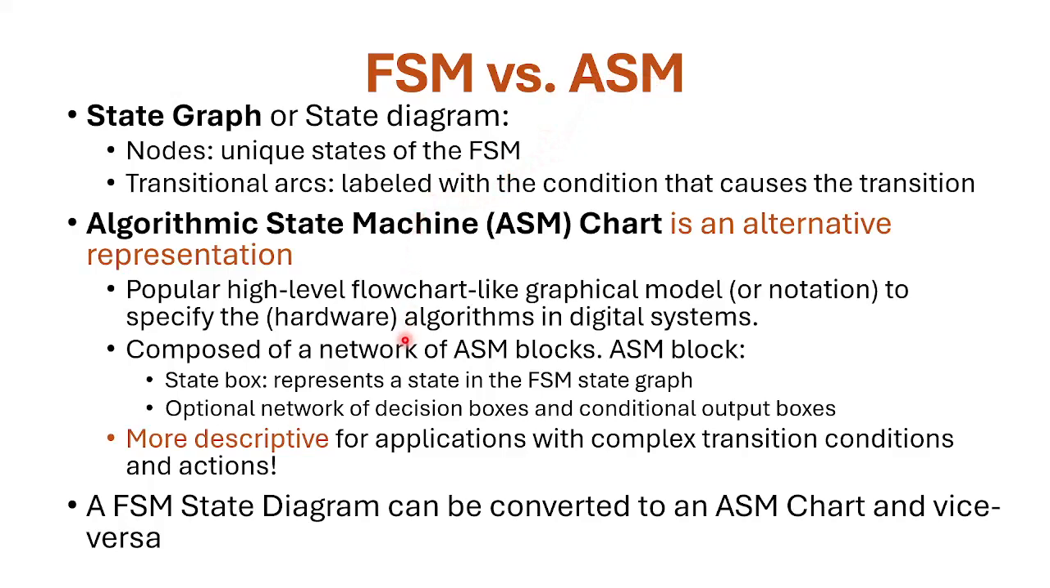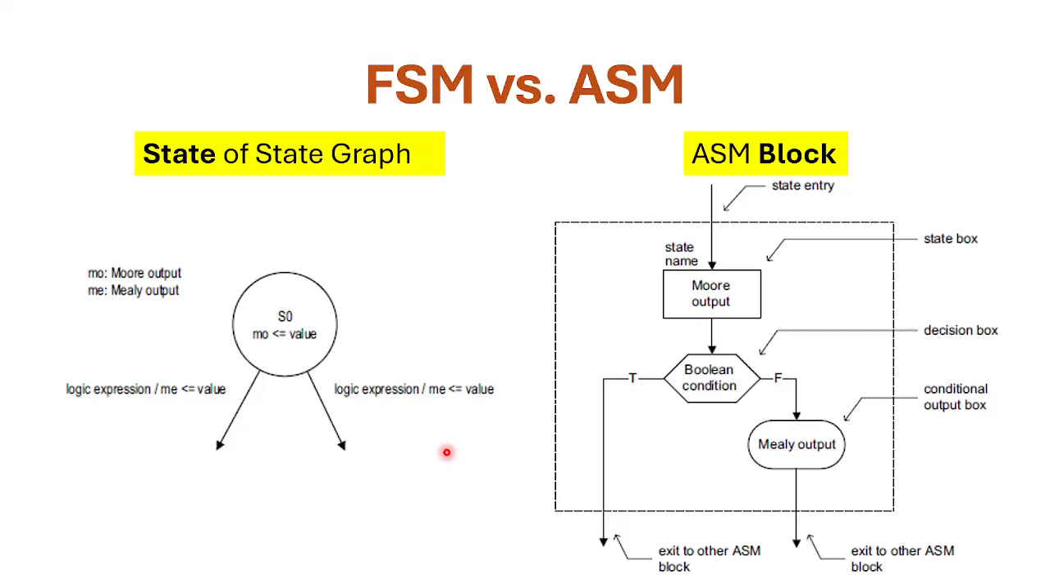And the reason is that for applications, circuits that contain this type of mixture of Mealy and Moore states with complex transition conditions and actions, the algorithmic state machine chart is a little bit more descriptive, and it will be desirable, better to use to write the VHDL or Verilog, if you code in Verilog, code of it. That is pretty much the main idea.